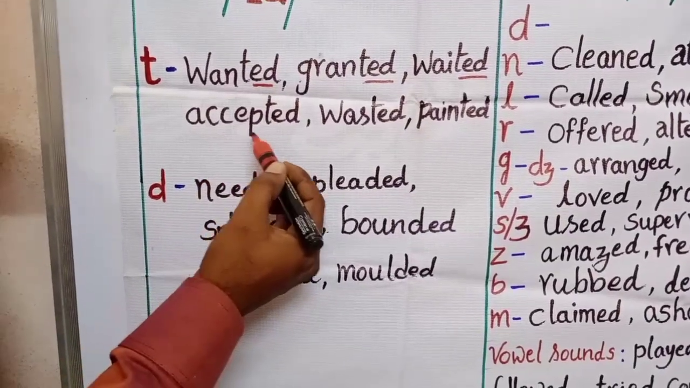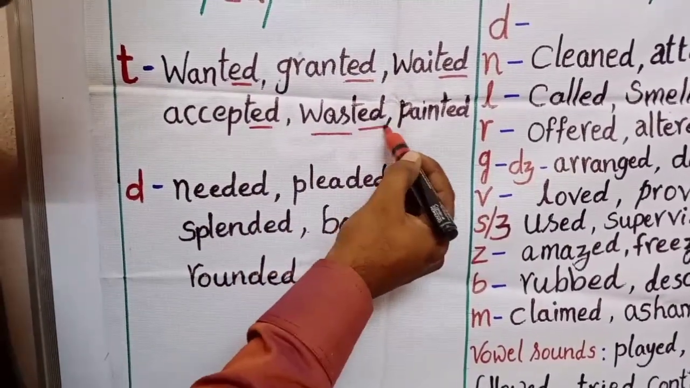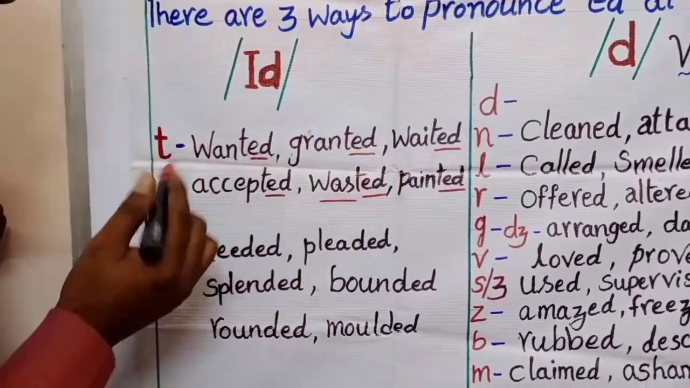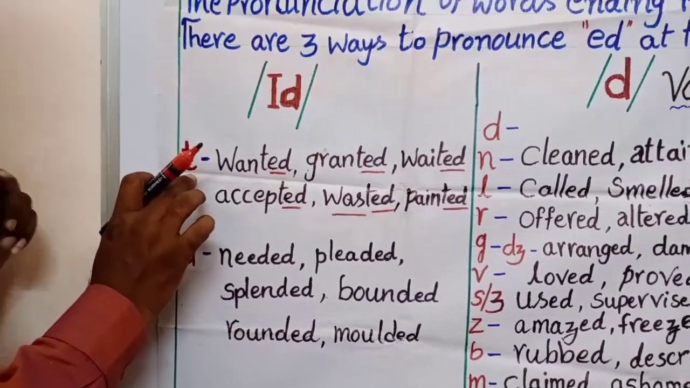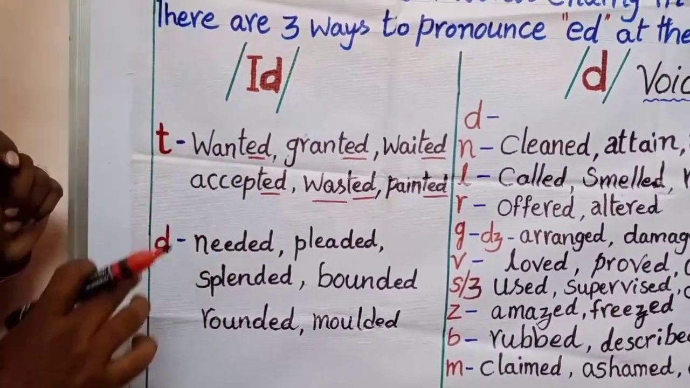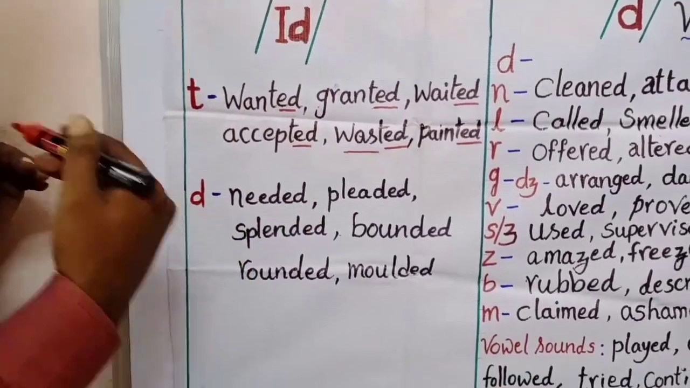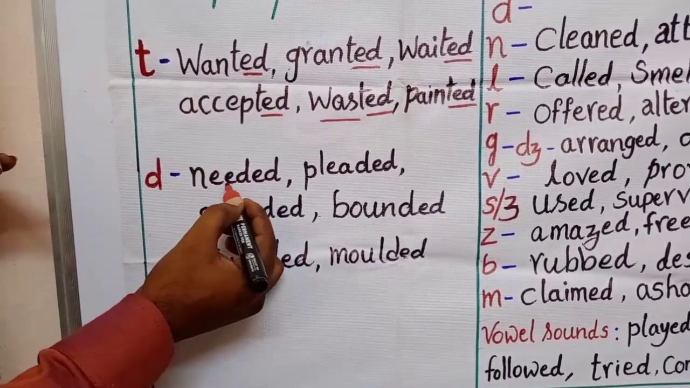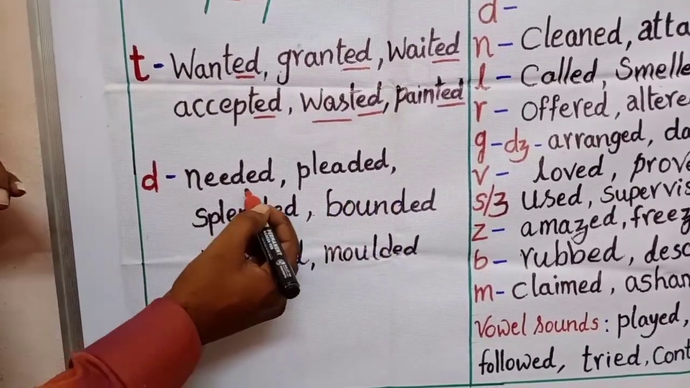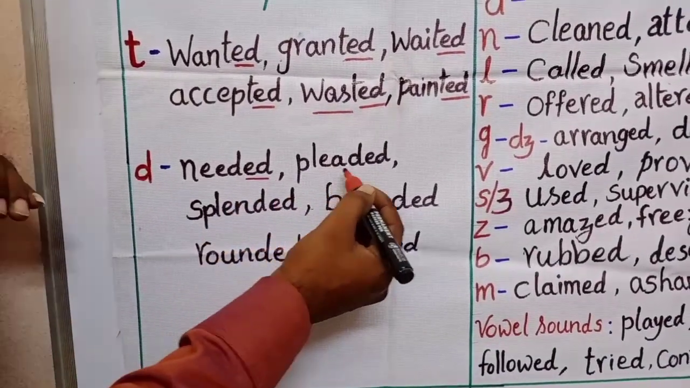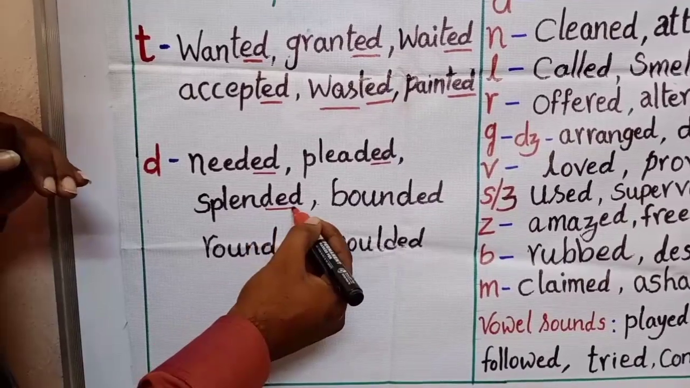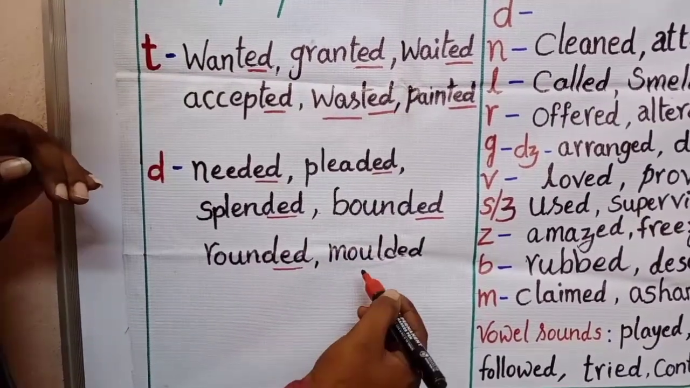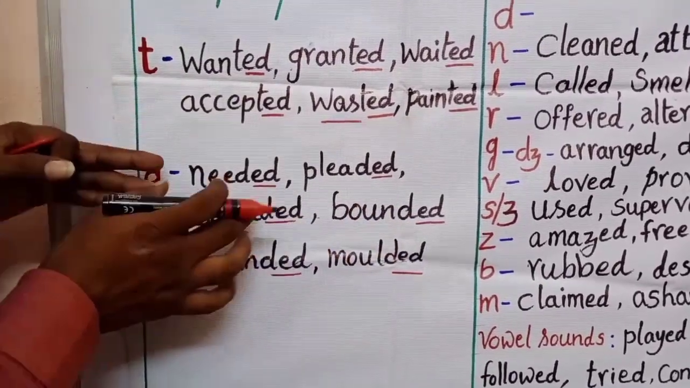One more: accept, accepted. Waste, wasted. Paint, painted. So this id sound is used after the t sound in past verb forms. The id sound is also used after the d sound. For example, a verb ending with the d sound, like need, plead. Need, needed. Plead, pleaded. Bound, bounded. Round, rounded. Mould, moulded.